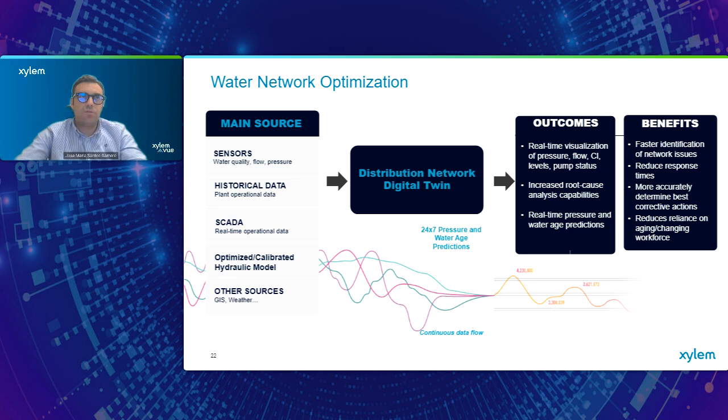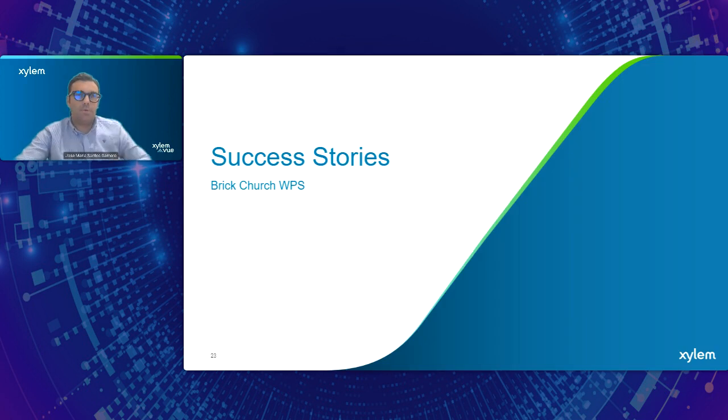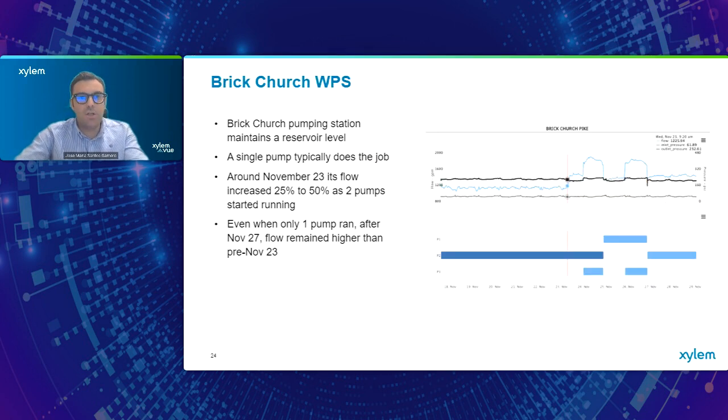Now we're going to take some time just to go over some success stories here, and we will start with the Brick Church pump station. So here, the Brick Church pump station is there to maintain the reservoir level. A single pump usually does all this job, but around this date, specifically, it was observed that the flow increased from 25 to 50%, and the two pumps there started running.